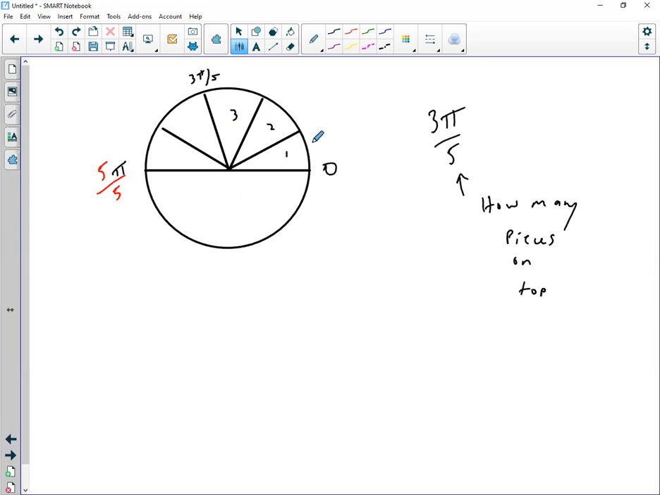So radians are a little bit trickier. You have to try to break your circle into pieces of pi. Okay? So that's kind of what you need to think about. When you're dealing with radians, you have to be able to go through all of those different ideas.